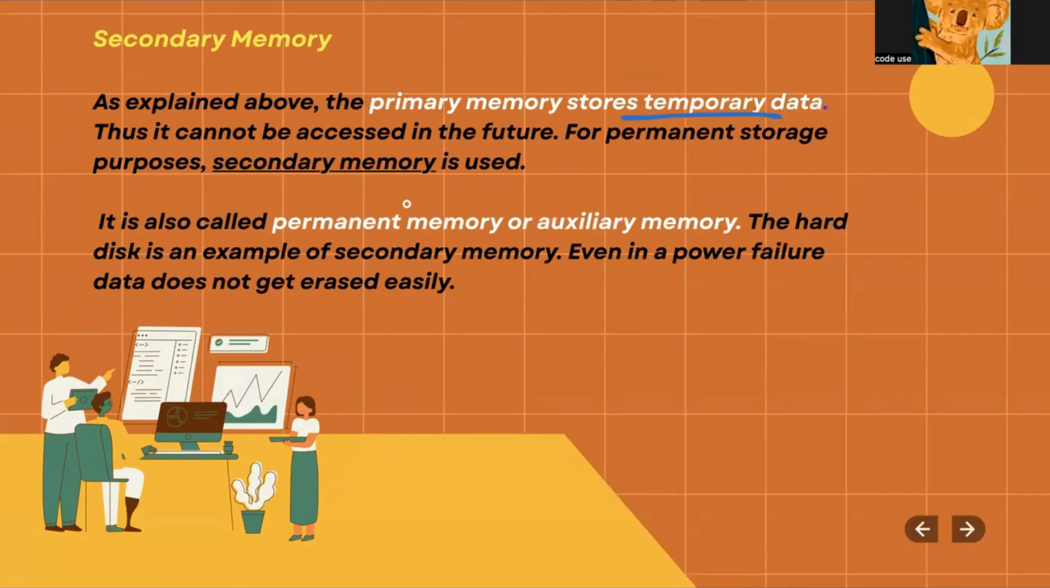So that is the reason we say the primary memory stores only temporary data. Thus it cannot be accessed in the future. For permanent storage we use secondary memory. So why do we use it? Because it stores our data. It stores a large amount of data, and this secondary memory is also called the permanent memory or auxiliary memory. This is important again. The hard disk is an example of the secondary memory. Even if there is a power failure, data does not get erased easily.